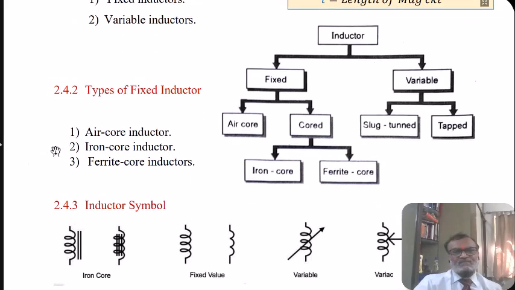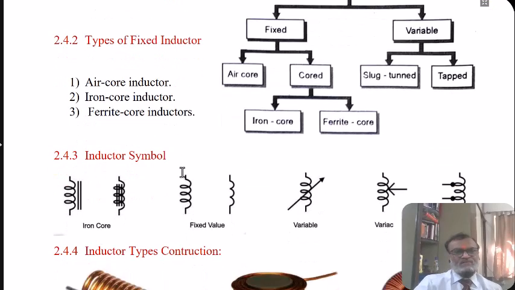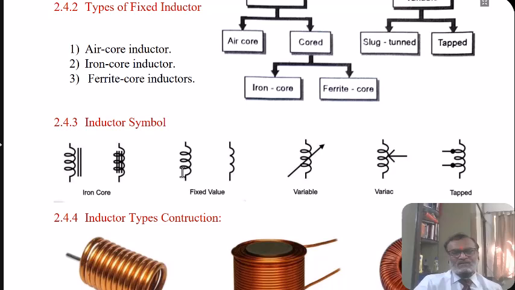The fixed inductors can be air core inductor or iron core inductor or ferrite core inductors. The symbols of the inductor used in the literature are shown here. Here the cored inductor is shown. The two parallel lines indicate the core. Whereas the fixed inductor with air as a core is shown here in the second figure. Whereas the variable inductor consists of two fixed terminals and a variable terminal shown by an arrow.